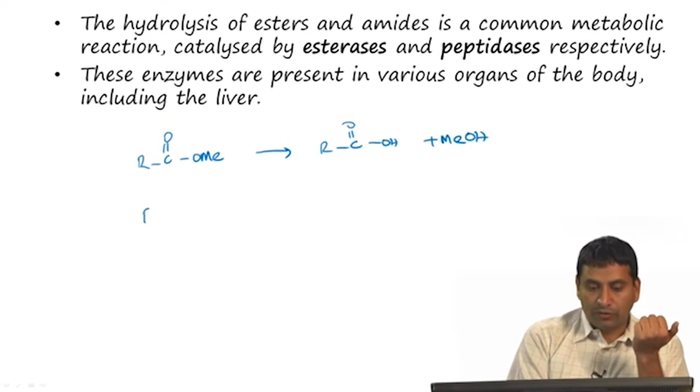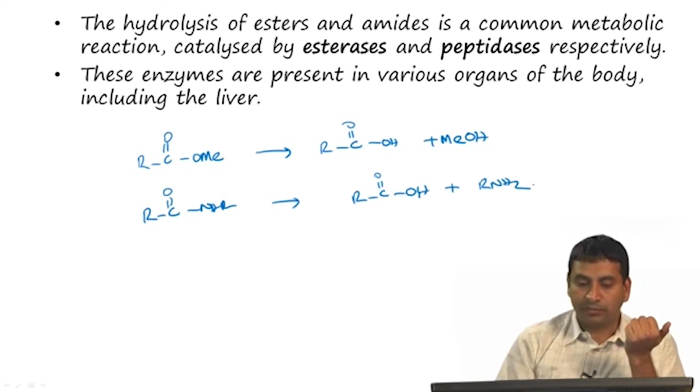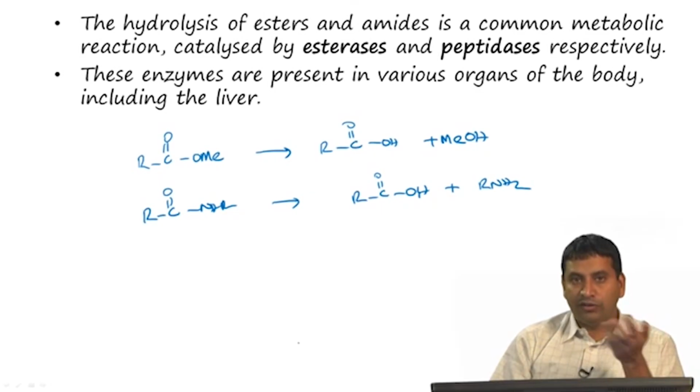You can also have R-C=O-NHR, which can be cleaved by peptidases to form R-C=O-OH, the carboxylic acid, and an amine. Of course, these enzymes are present in various organs and in nearly all cells, and therefore this may not be restricted only to the liver.